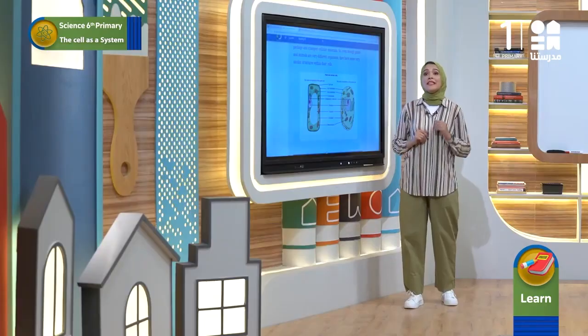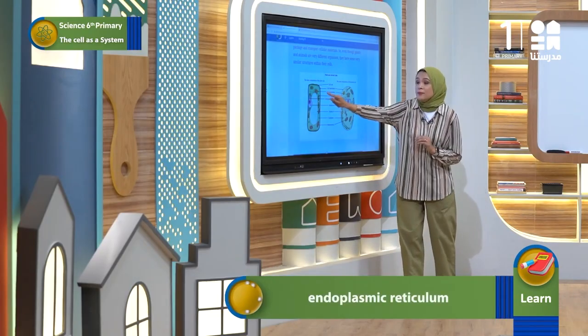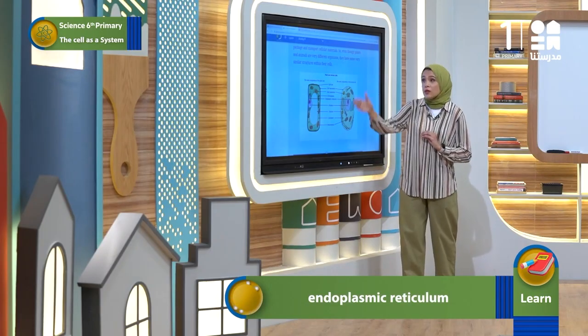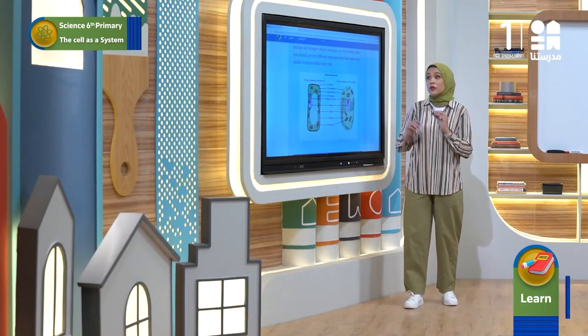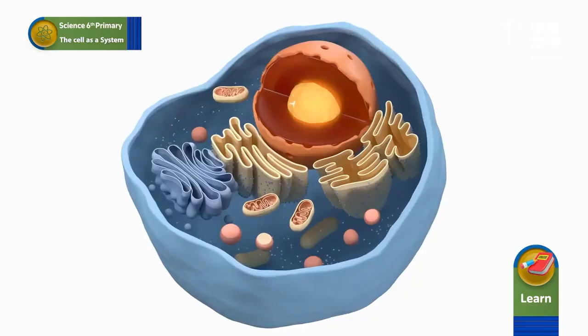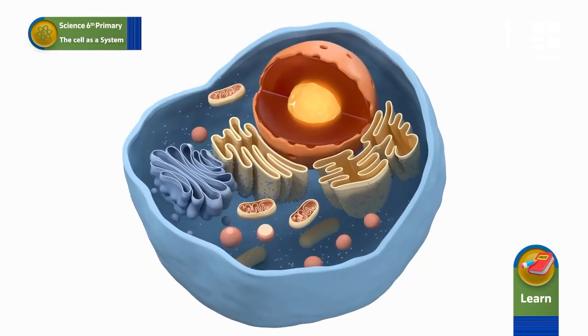And another common organelle between plant cell and animal cell is called the endoplasmic reticulum. Its function is to connect the parts within the cell, or connect the cell with another neighboring cell. Exactly like a roadway, it moves people from one place to another.